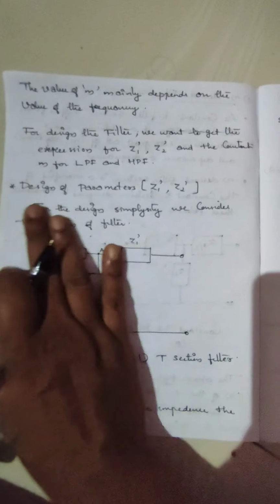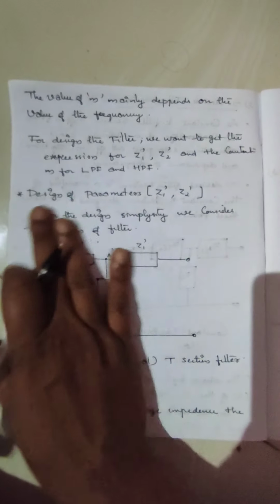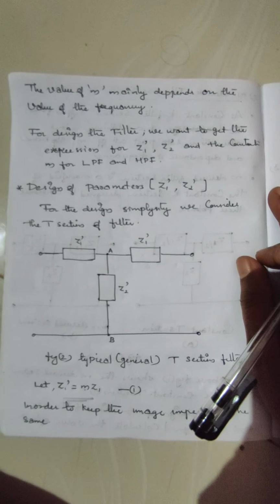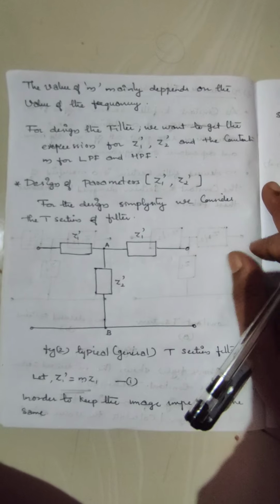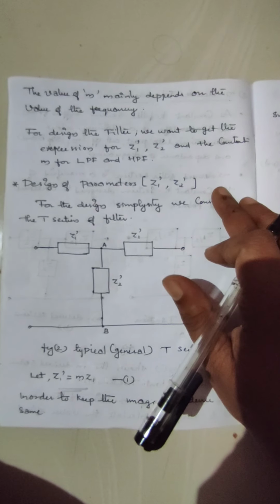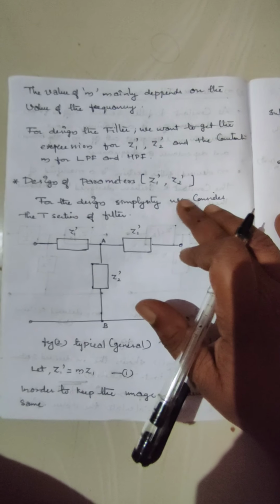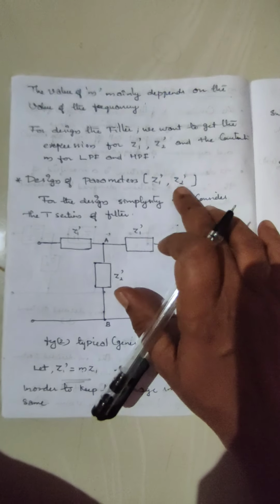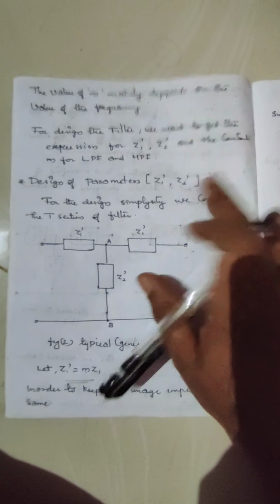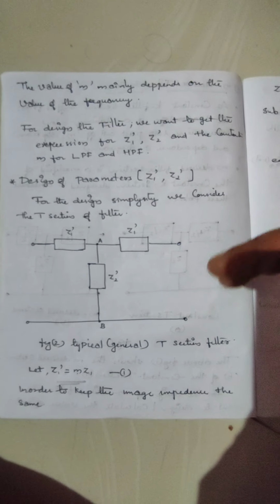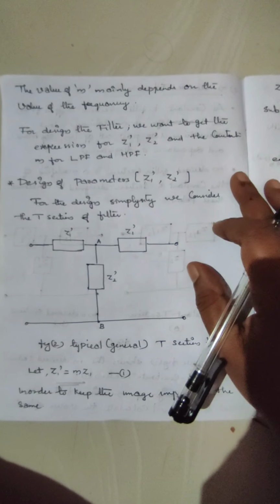So just look at this designing. I already said to you, whenever we are going to design the derived section filters, we are basically designing the values of z1 dash and z2 dash, because based on the values of z1 dash and z2 dash we are going to arrange the components, and moreover we arrange the components based on their values.